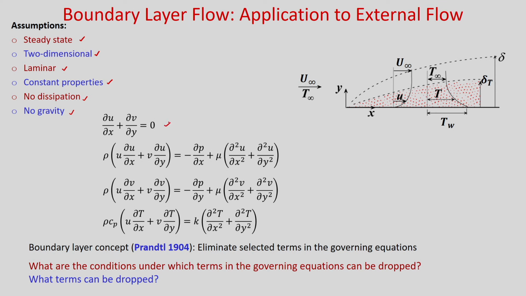This is the continuity equation, it is a two dimensional flow. So, this is the continuity equation, this is the x component of momentum equation, and this is the y component of momentum equation, and this is the energy equation. And obviously, you can see u is the velocity in x direction, v is the velocity in y direction.